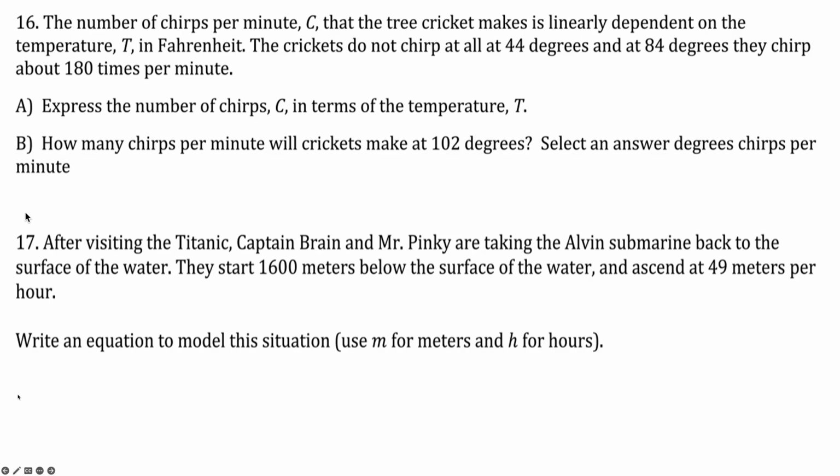3. The number of chirps per minute, C, that the tree cricket makes is linearly dependent, that means it's a linear equation, on the temperature T in Fahrenheit. So they're using different variables here. The crickets do not chirp at all at 44 degrees, and at 84 degrees they chirp about 180 times per minute. Part A. Express the number of chirps, C, in terms of the temperature, T.